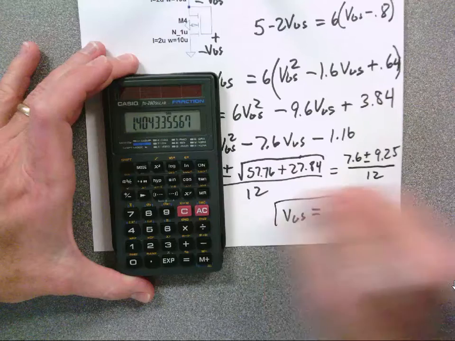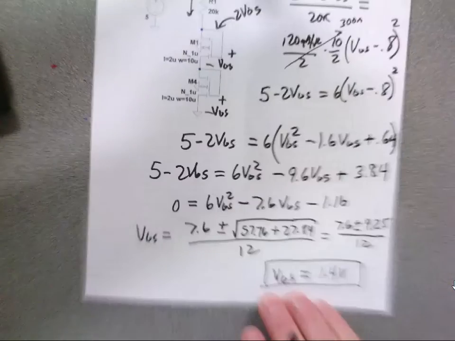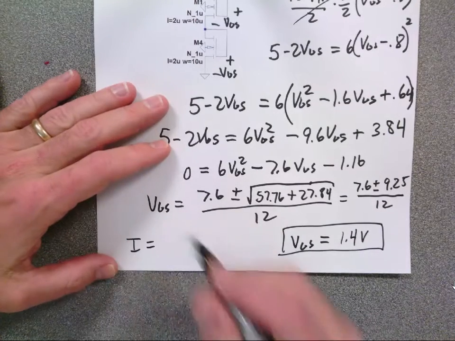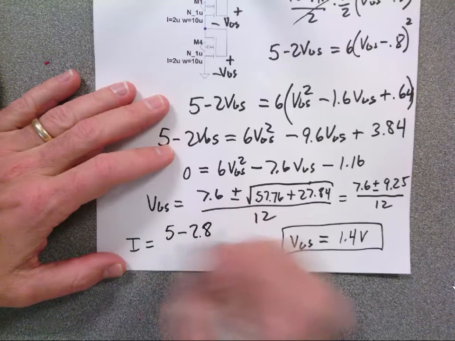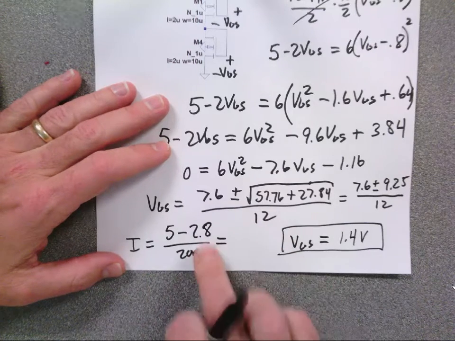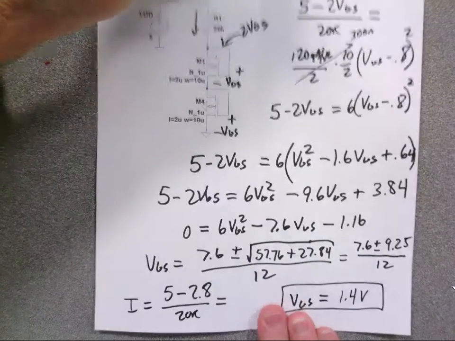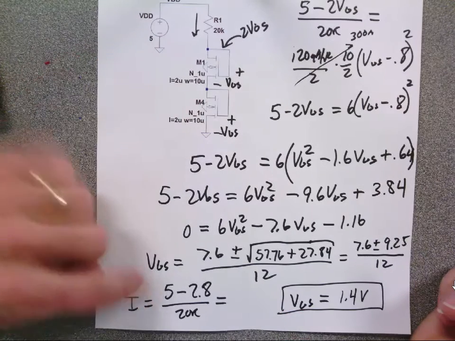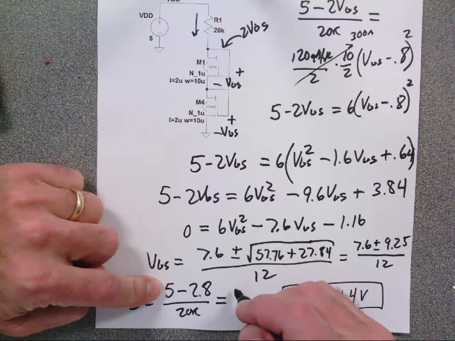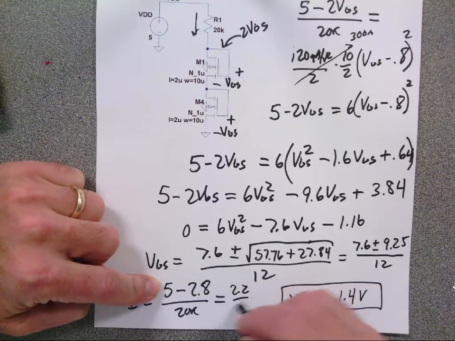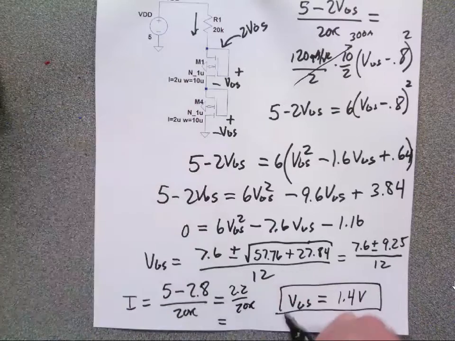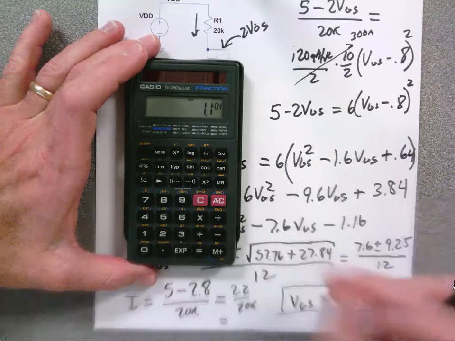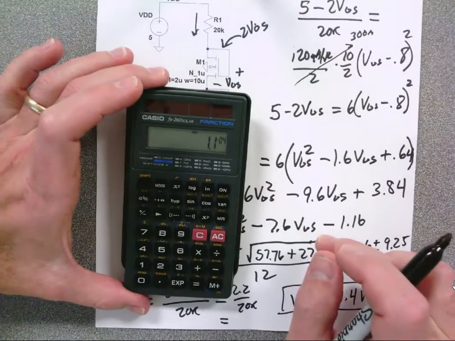Okay, but that's not what it asks for. It asks for the current flowing. So I write I equals 5 minus 2.8 over 20K. Where did I get the 2.8 from? 2 VGS right here. That's that voltage. So 5 minus 2 VGS. And so that would be 2.2 over 20K, which is, I don't trust any of you, so I got to do it myself. Oops, I don't like that. 1.1 times 10 to the minus 4.